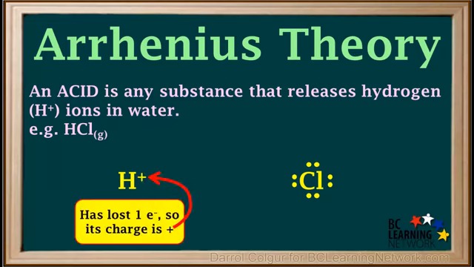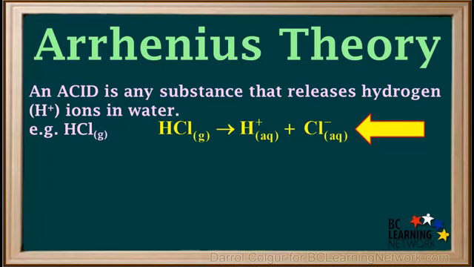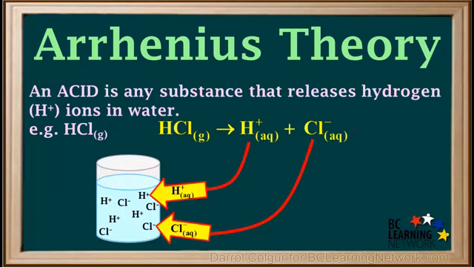Because the hydrogen atom has lost its electron, it acquires a positive charge. And because the chlorine has gained one electron, it acquires a negative charge. It is now called the chloride ion, or Cl-. This whole process can be summarized by the equation HCl gas gives H+ aqueous plus Cl- aqueous. Aqueous means that the ions are surrounded by water molecules.